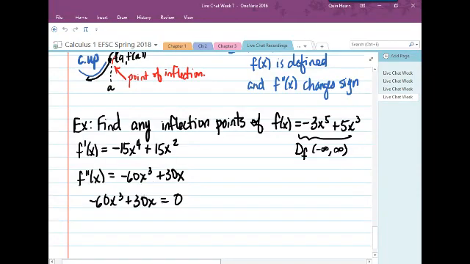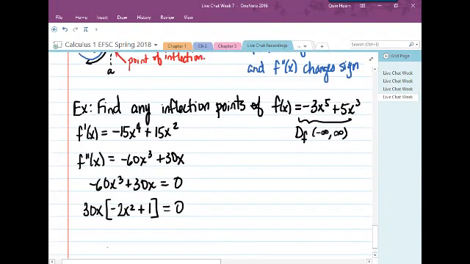So this is a polynomial function of degree 3. An effective way to deal with solving this equation is to factor. I noticed that we have a factor of 30x in common to the two terms. That's going to leave negative 2x squared plus 1 behind when we factor that out. So the only place where the second derivative might equal 0 is where 30x is 0 or where negative 2x squared plus 1 is 0.